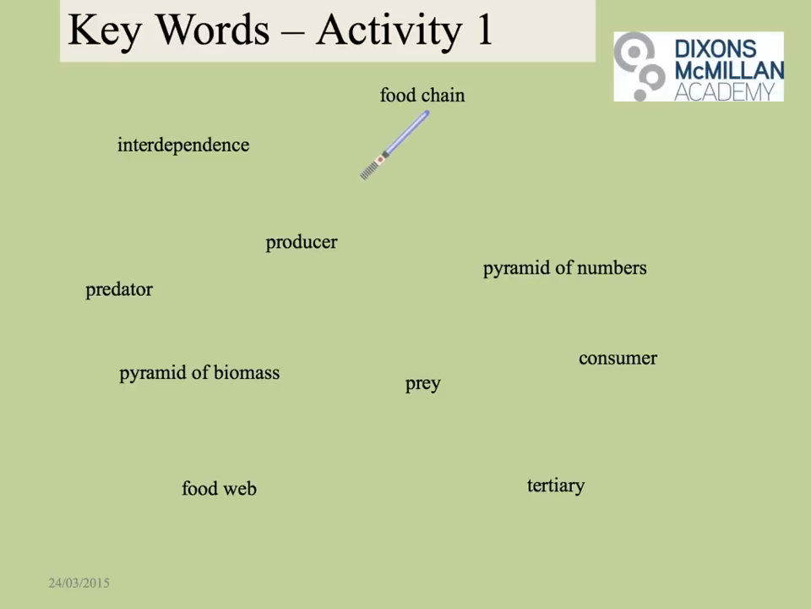So first up, there are your keywords. You've got interdependence, the title of the unit, food chain, producer, predator, pyramid of numbers, consumer, prey, tertiary, food web, and pyramid of biomass. So if you can already define some of those words, go ahead and do that now. You might want to pause the video.